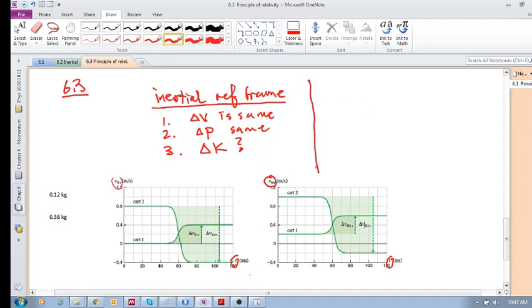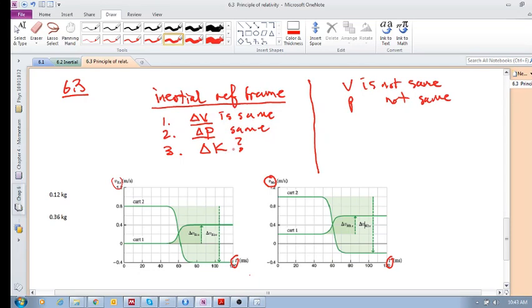So the important thing is this: the velocity is not the same, the momentum is not the same. Don't get confused. We are talking about the delta V and the delta P. The velocity does change if you change your reference frame, right? Cart 1 is 0 in the Earth reference frame, and in this reference frame, cart 1 is 0.2. So V does change, which means the momentum in a different reference frame does change. But delta V, delta P does not change. Okay, I hope that's clear.